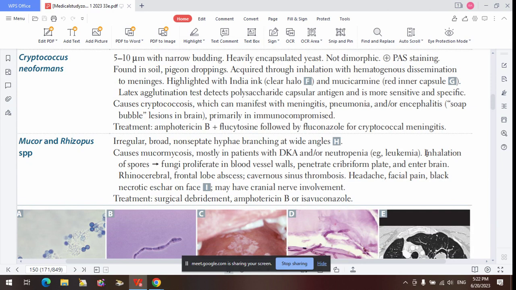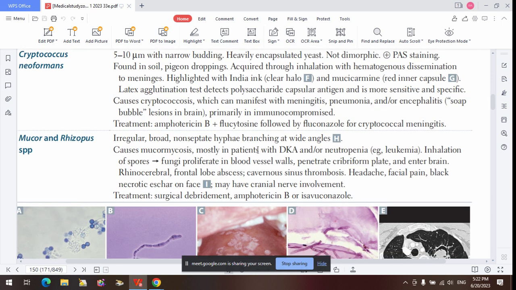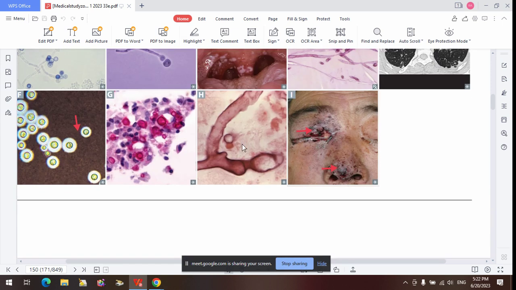So, how does it appear? Irregular, broad, non-septate. Compared to Aspergillus, this one is non-septate. Aspergillus has septate hyphae, but this one doesn't have septa within the hyphae, and it doesn't branch at 45 degrees. It just branches at wide angles. You just see maybe two branches like this, one here, the other one here. So this is branching at a wide angle, more than 45 degrees. So this is the way to look at it.